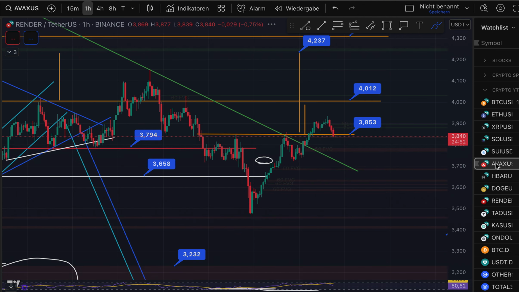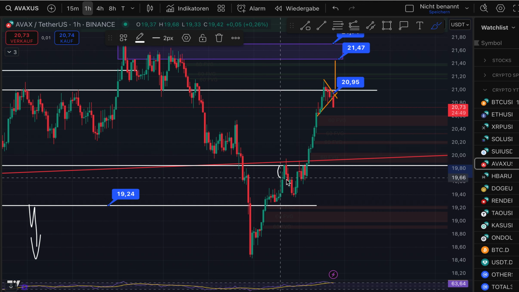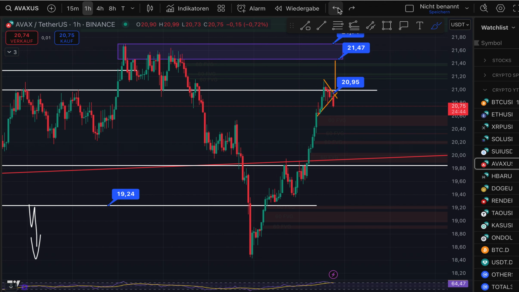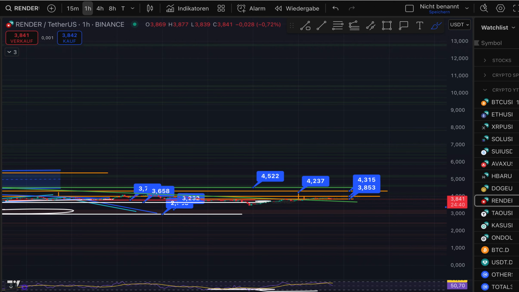For AVAX, for example, if we look into that coin, I've taken profits here. Afterwards the coin made this. So basically not every coin went that well, but yeah, it was still nice.